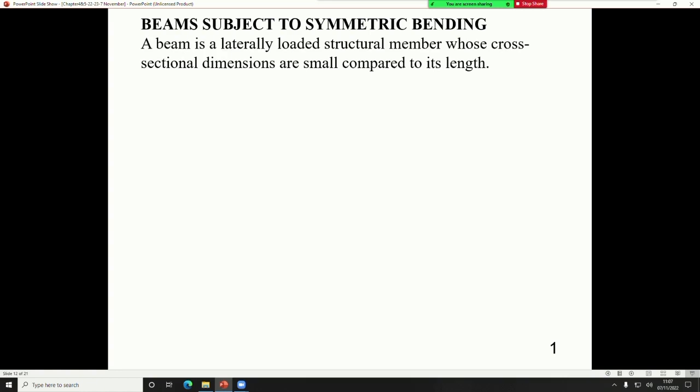Now, we call a beam a laterally loaded structural member whose cross-sectional dimensions are small in comparison with their length. So they are not axially loaded. They could be axially loaded, but when it comes to theories of bending, we say laterally loaded members when the cross-sectional dimensions are small. In that case, the wing of an aircraft can be considered as a beam. It's subject to a lift load, drag, thrust, all the attachments and also the weight of the engines.